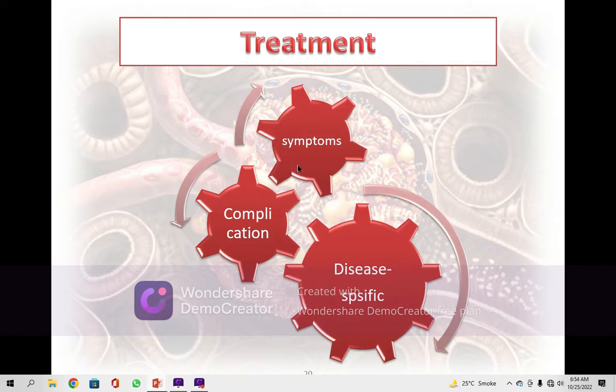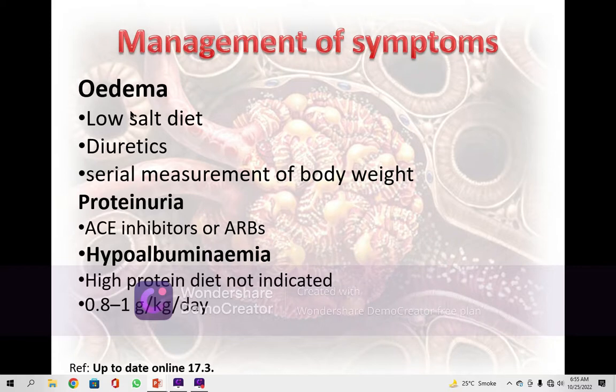Treatment is symptomatic, basically, or treatment of the complication, and the disease-specific treatment. There are 3 types of management. For edema: low salt, fluid restriction, diuretics, serial measurements of body weight. Daily weight will be lost. You give furosemide, that is a loop diuretic, so that urine output is more and more.